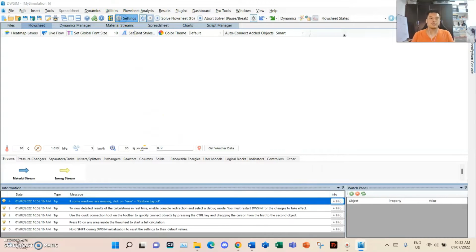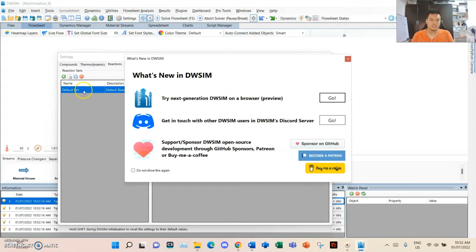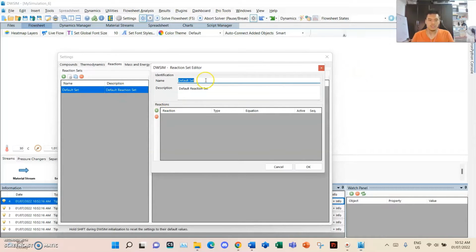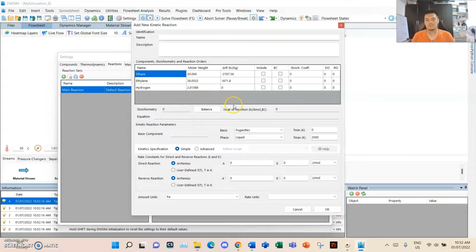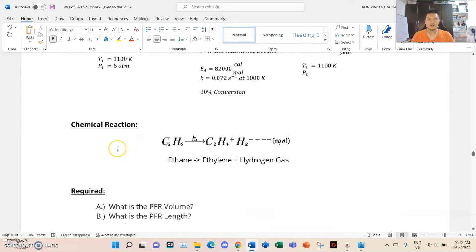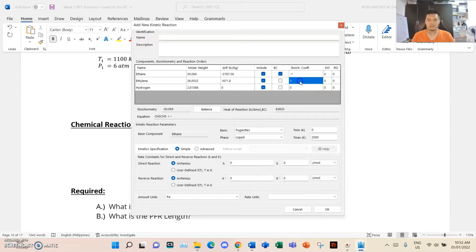And then we need to specify the reaction. So going to reactions, we need to say that this is the main reaction. Rename it as main reaction, and we need to add a chemical reaction in this folder. So we'll add here kinetic reactions. We're given kinetic data. We will include all components, and the base component is always the limiting reactant, or just the reactant, essentially, since there's only one reactant, which is ethane. So this is -1. The reason why it's 1 again is because according to the problem, there's no coefficient here. That's why we'll put 1, and we'll put +1 for the products.